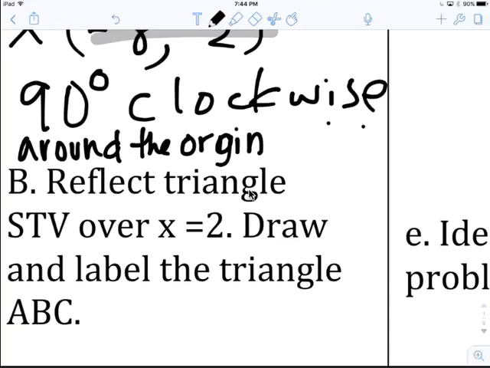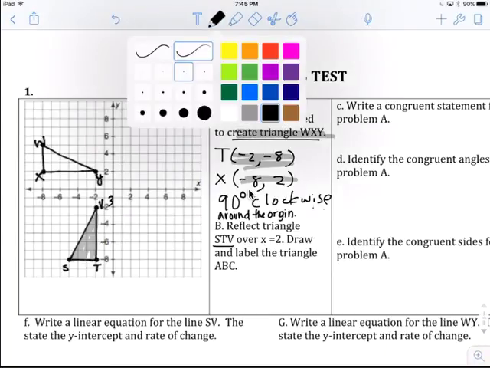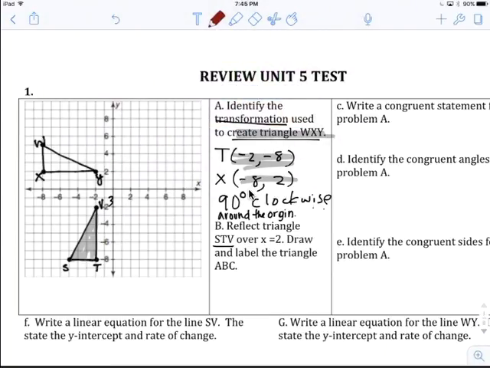Origin. I think that's how you spell origin. I'm not sure. Don't mark my word on spellings. Reflect triangle STV. So they want this triangle right here to be your pre-image over x equals 2. So your mirror is x equals 2. X equals 2 is right here.